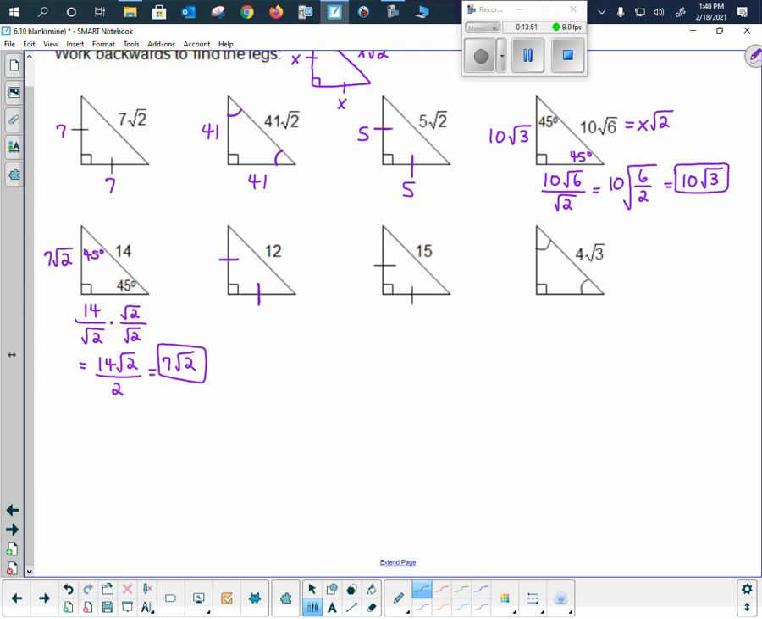Here's the reason it's 45, 45, 90. If you take the 12 and you divide by root 2, we have to rationalize by root 2 over root 2, because that's really 1. Multiply straight across, we would get 12 root 2 over 2, and finally reduce to get 6 root 2. This leg would also be 6 root 2.